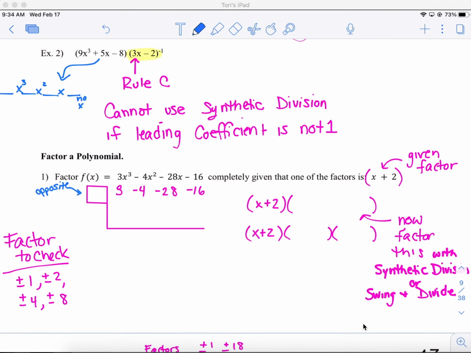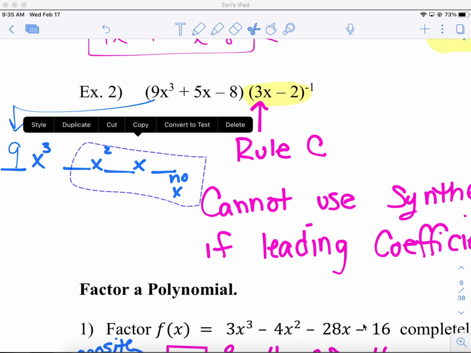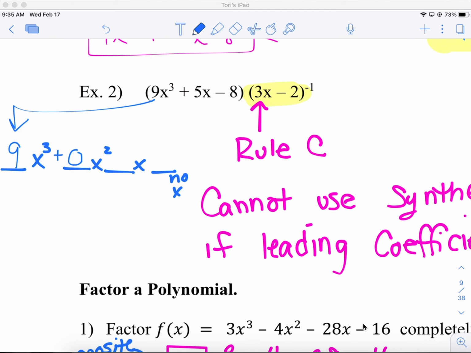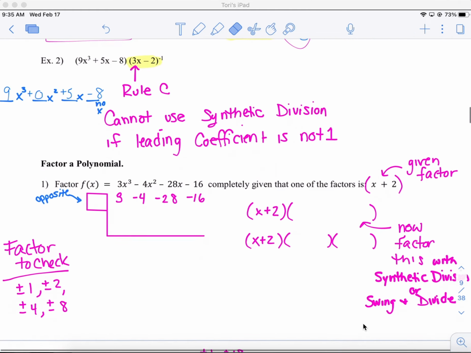I do want to make a note, though, of what this would look like if we were filling it in with coefficients only. So I think we can all agree that we know 9 goes first, right? 9 is my x to the third. But because there's no x squared, you would need to leave a placeholder for that, okay? So we would say plus 0. You could put a 0 in your lineup. It's very possible. You would say, how many x's do I have? Plus 5. And then how many no x's do I have? Minus 8. So even though there's 3 pieces here, if we were going to do synthetic division with this, I would have to have 4 coefficients written down, okay? That's what I want to make sure you knew from that problem. Perfect. Let's talk about the bottom part.